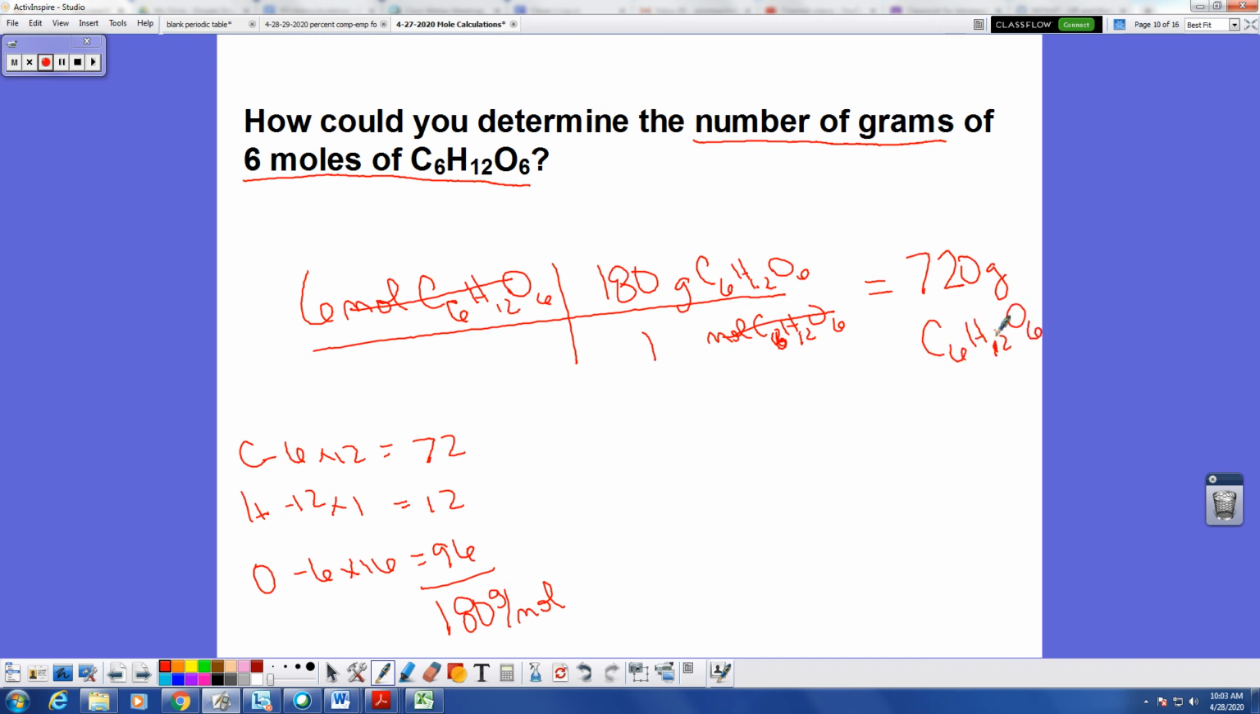C6H12O6. Okay, and that is as hard as it gets on grams to moles. So if you've got questions, post your questions.